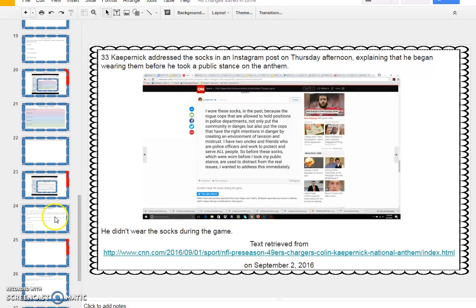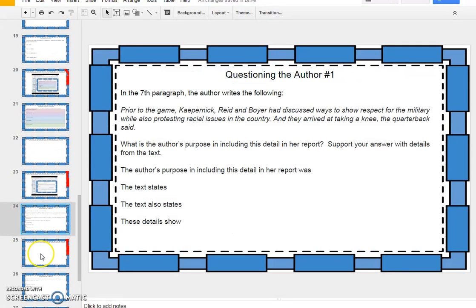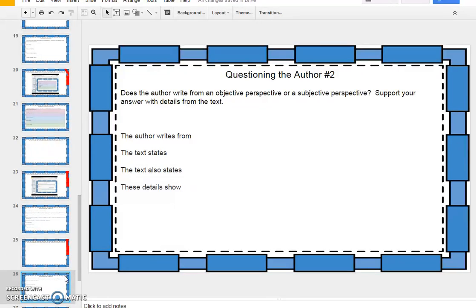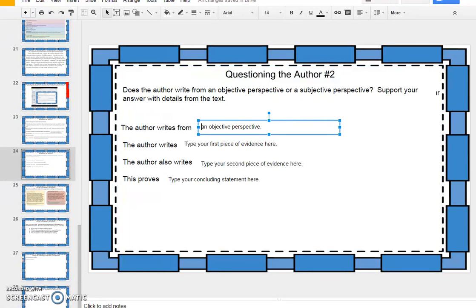So I'm going to come back to my question, and I'm going to write my response. Does the author write from an objective perspective or a subjective perspective? Support your answer with details from the text. Based on my think aloud, I can see that the author writes from an objective perspective. Remember, at no time did she tell us her personal opinion or her personal feelings about this topic. She simply reported on what happened.